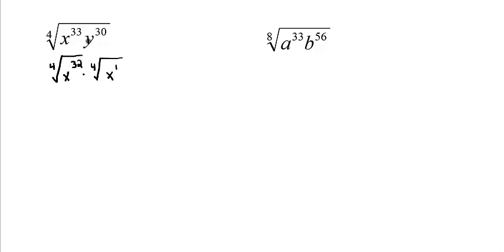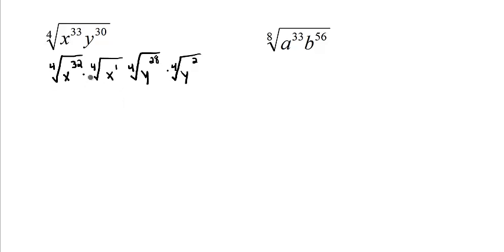Then I do the same thing with y to the 30th. 30 isn't divided by 4 evenly, so I have to take out 2 more to get to 28, because 28 is divided by 4 evenly. So I'm going to break y to the 30th up into y to the 28th times y to the 2nd, and we're taking, again, the 4th root of both of those as well.